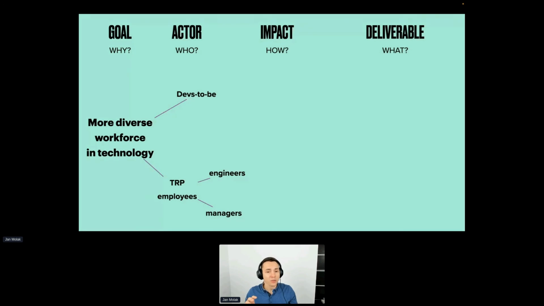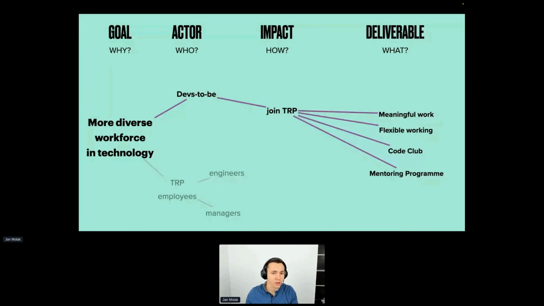Now, there are various actors who could help such companies achieve this goal, such as existing employees, but more importantly, developers to be, so students, graduates, or people changing their career path, like many of you. So, what are the impacts that a company like Theoprice would like to influence? Well, of course, the ideal impact would be for all of you to join the firm straight away and help us smash through this metric.